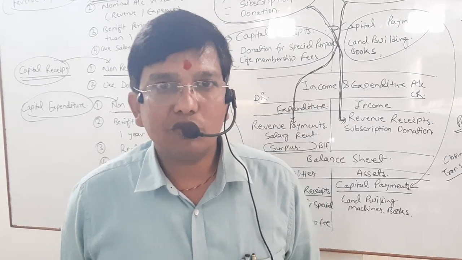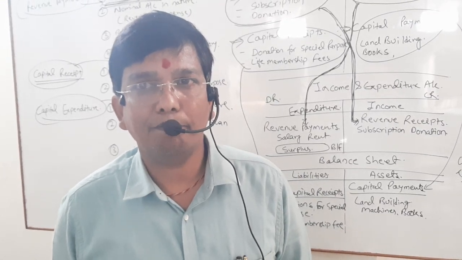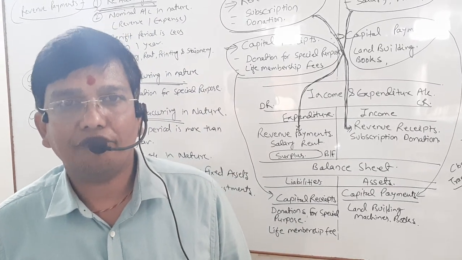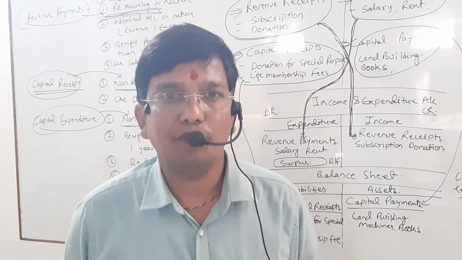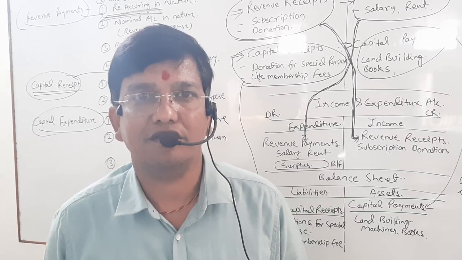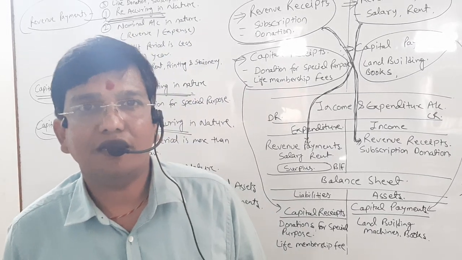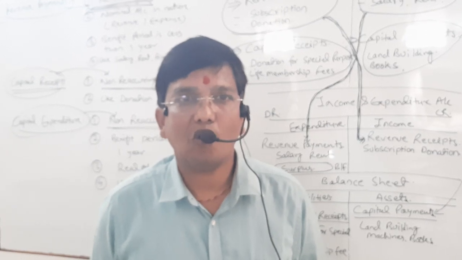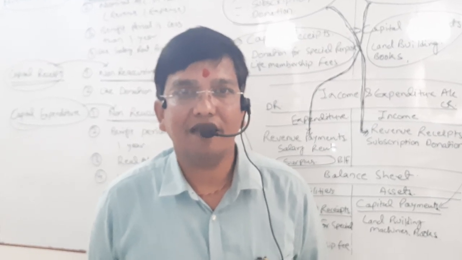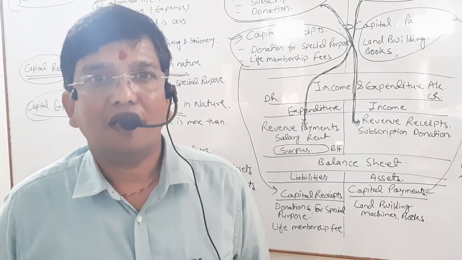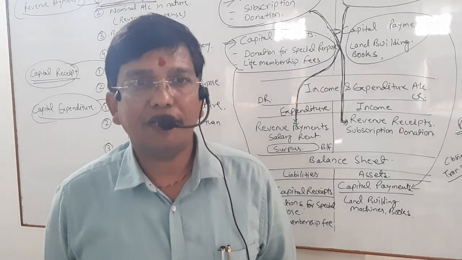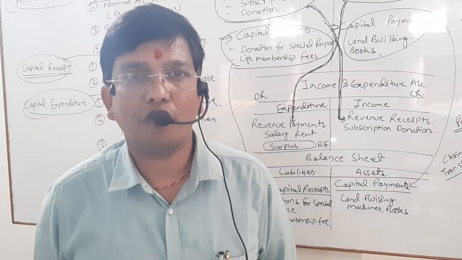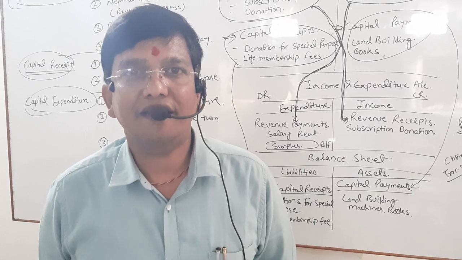Thereafter, they collect donations from members as well as non-members. The main receipts of an NPO are generated through subscription and donations. Here, donations are of two categories. First, normal or general donation, without any special purpose. And on the other hand, donation for special purpose, like donation for building, donation for pavilion, donation for library, etc.